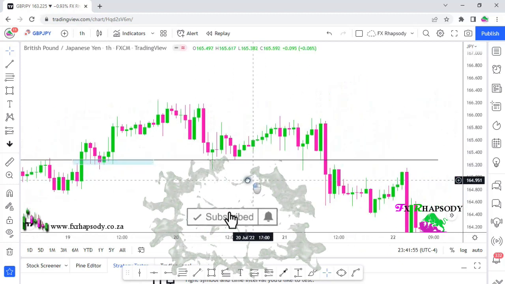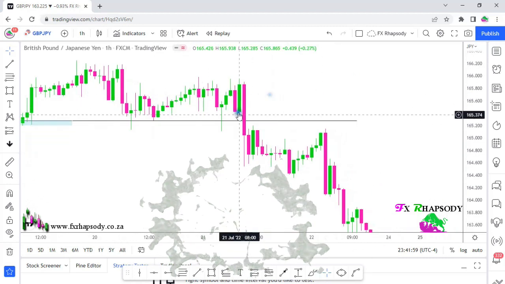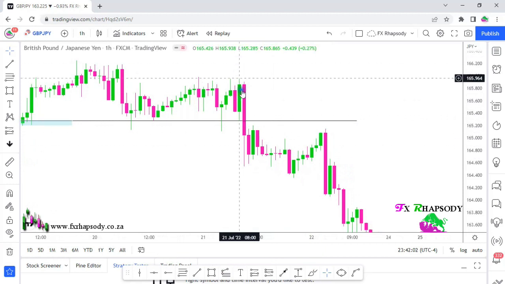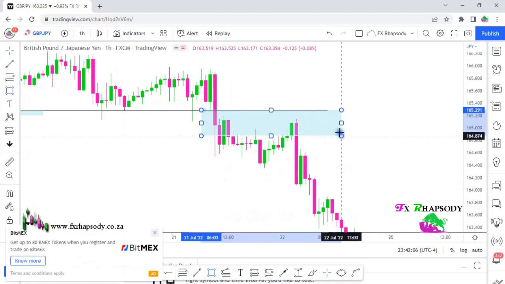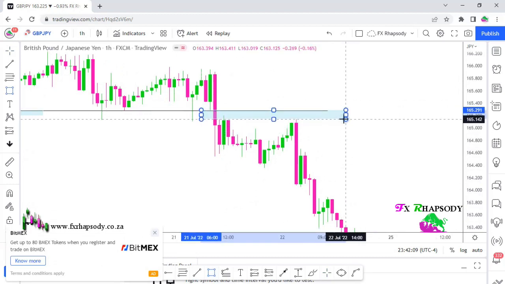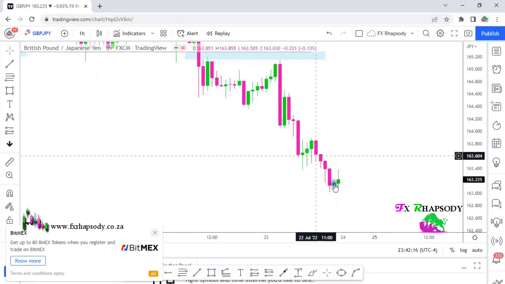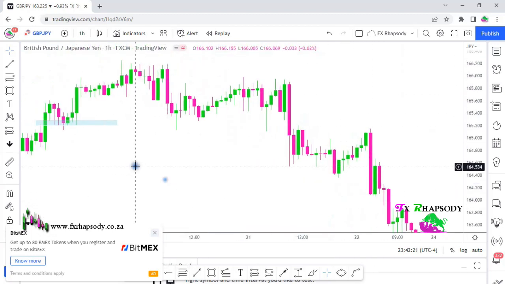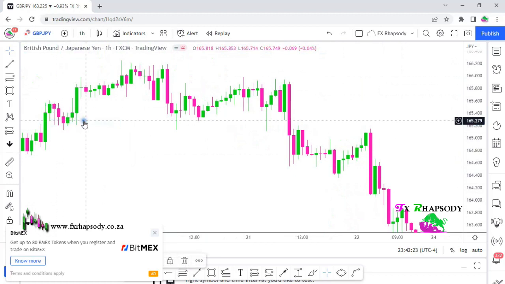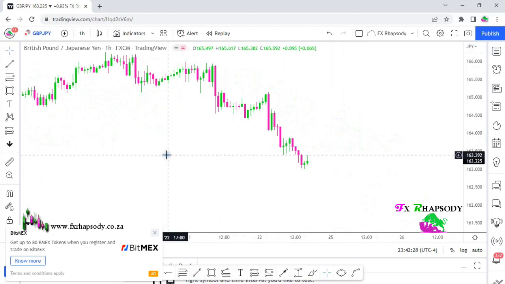Then price respected that area, as you can see. Okay, respected, and again, price came down, broke that area again, and once more, these are sweet little entries of the fair value gap. Okay, so price coming and retracing back to that area and moving down. So, multiple entries that you could have taken on the British pound, Japanese yen, because of what price does, you react to what price is doing.